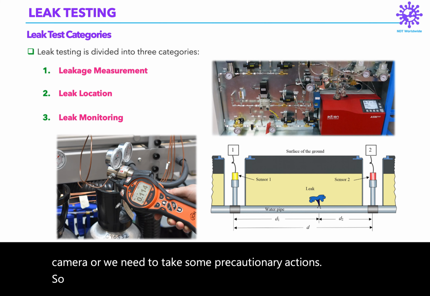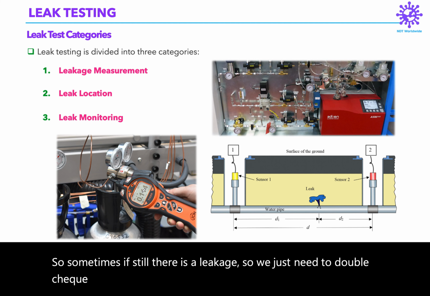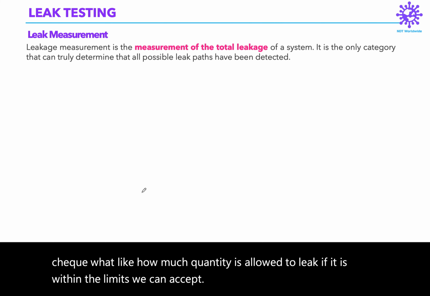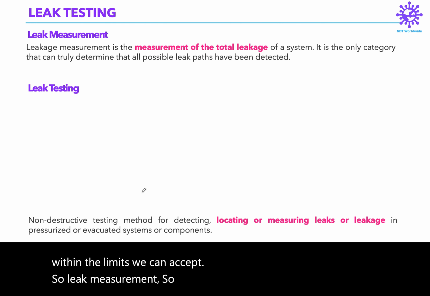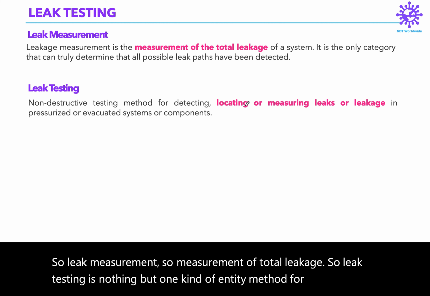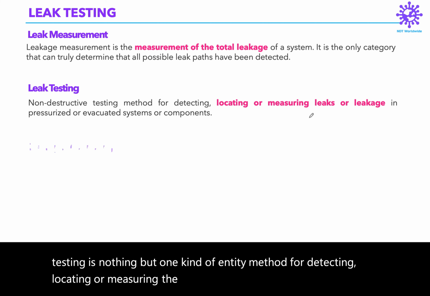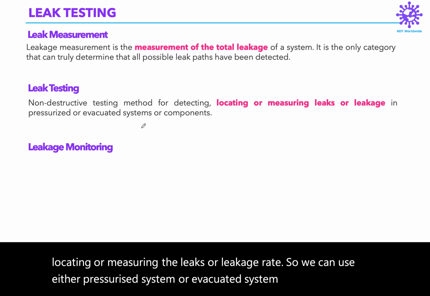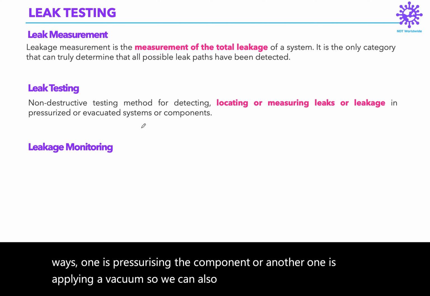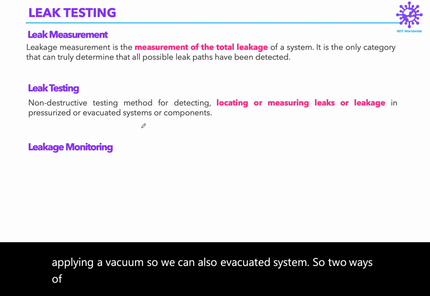Sometimes, if there is still a leakage, we just need to double check how much quantity is allowed to leak. If it is within the limits, we can accept. So leak measurement is the measurement of total leakage. Leak testing is one kind of method for detecting, locating or measuring the leaks or leakage rate. We can use either a pressurized system or an evacuated system. So there are two ways: one is pressurizing the component, or another one is applying a vacuum. So there are two ways of doing leak testing.